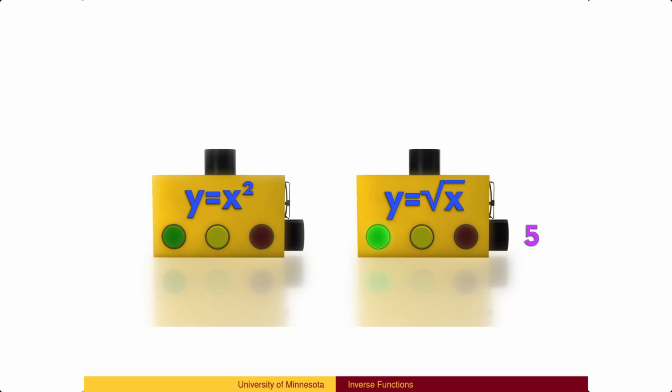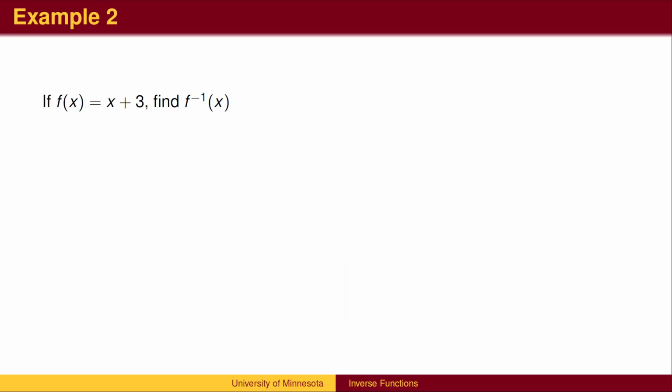To recap, given a function, an input and corresponding output, the inverse function interchanges the input and output. The input of the function is the output of the inverse, and the output of the function is the input of the inverse. To find the inverse of a function symbolically, we reverse the roles of x and y.